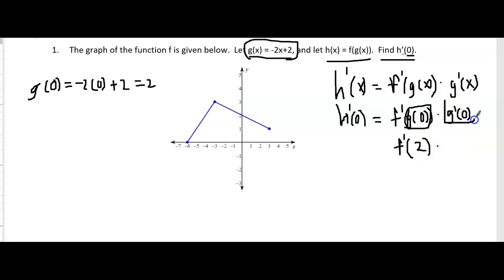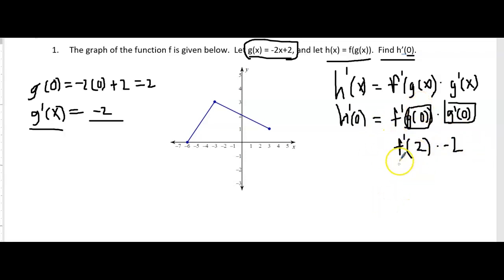Next, we need to find g prime of 0. So if this is g of x, then g prime of x is going to be the derivative of that. And the derivative of negative 2x is negative 2. And the derivative of 2 is 0. So we're just left with negative 2. So g prime of x is always negative 2, so it doesn't matter what number's in here. G prime is always going to be negative 2. So we'll put that there.